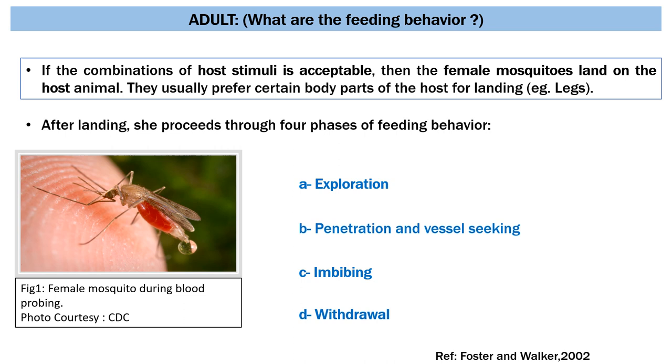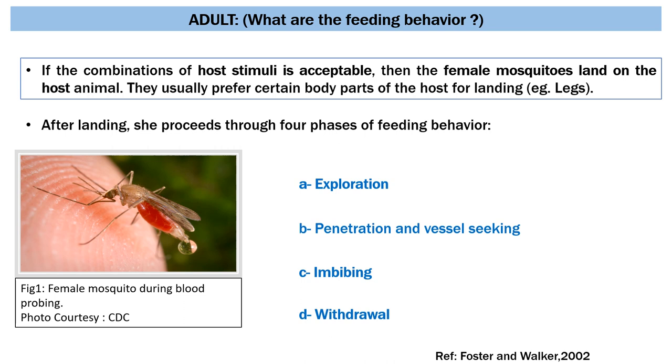First is the exploration. Initially, for a few seconds, the female mosquito remains motionless and then searches for a particular site which is well vascularized. The whole exploration event is influenced by the heat, moisture and chemicals present on the surface of the host skin.